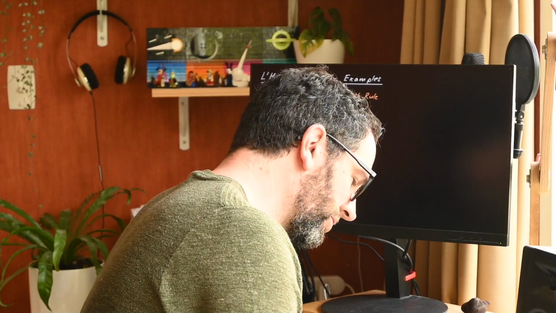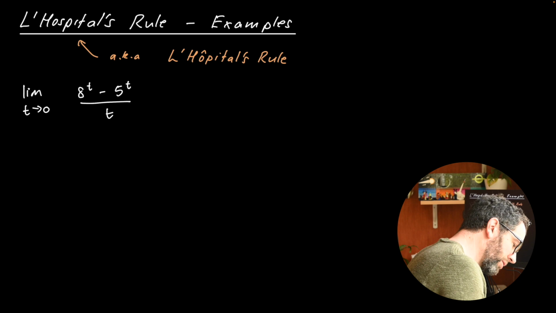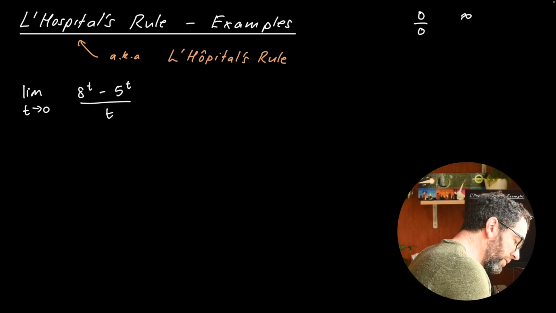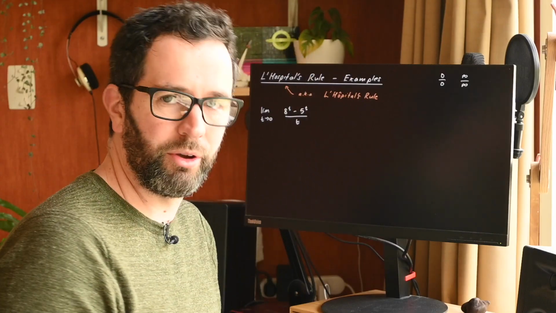Okay, so remember with L'Hopital's rule, what we're looking for is a situation where as we approach the limit value of 0 in this case, our fraction goes to either 0 divided by 0 or infinity divided by infinity. These are what we call indeterminate forms. And if it's going to one of those cases, then with a bit of luck, we'll be able to use L'Hopital's rule to find the limit.